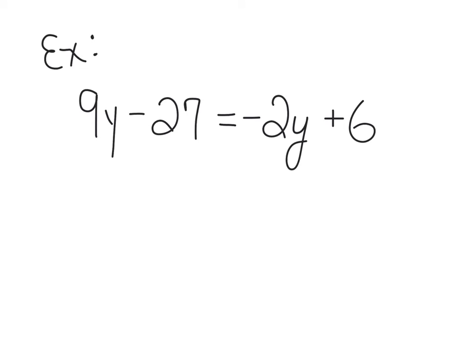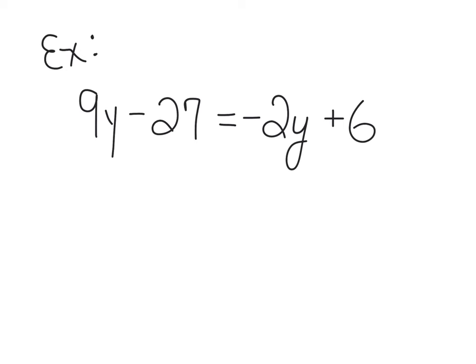All right, 9y minus 27 is equal to negative 2y plus 6. All right, so first things first, we look for like terms. We got any like terms here? Nah. Any like terms here? No. So decide which side you want your variable to be on. You choose which side you want your variable to be on.